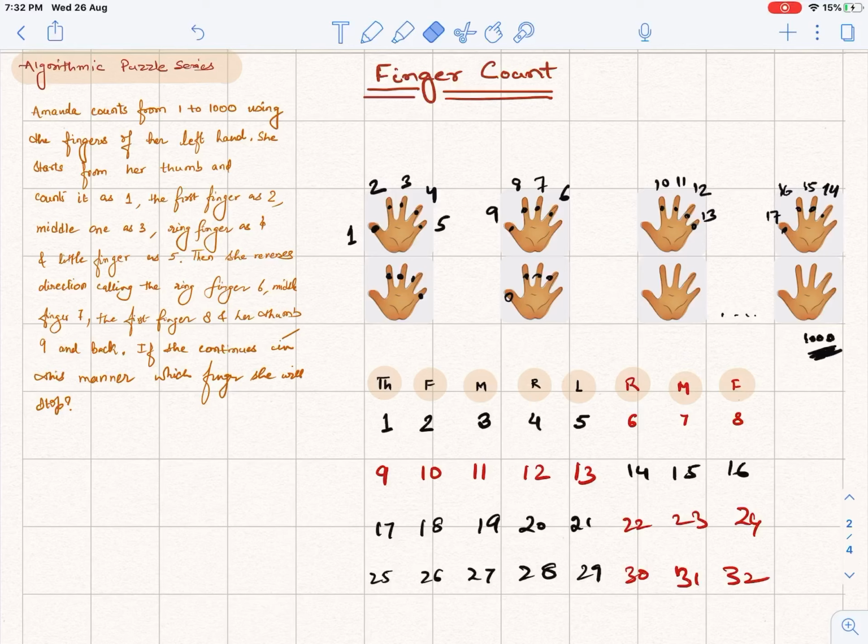Then she reverses the direction, calling the ring finger 6, middle finger 7, the first finger 8 and her thumb 9, and then again backwards. If she continues in this manner, which finger will she stop on if she is counting from 1 to 1000?